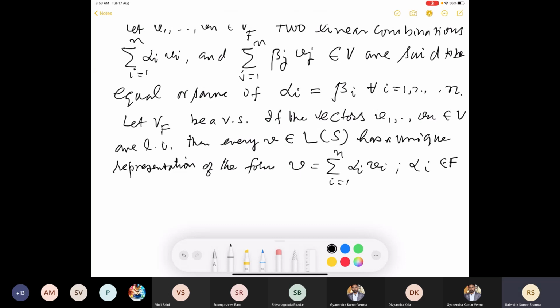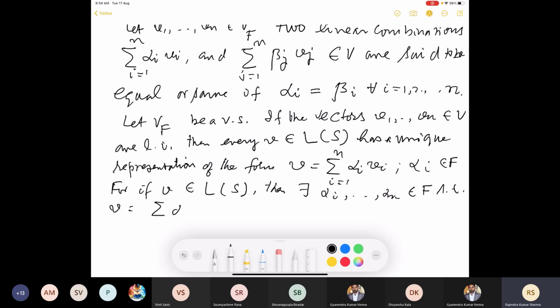And the proof is also straightforward and simple. If you want to prove it, every element in LS is a linear combination naturally. If V belongs to the linear span, then there exist scalars alpha 1, alpha 2, ..., alpha n in F, because LS consists of the linear combinations of vectors from S. So suppose you write this element V in LS. That means there will be scalars alpha 1, alpha 2, ..., alpha n such that V can be written as their linear combination, sum of alpha i Vi, i equal to 1 to n.